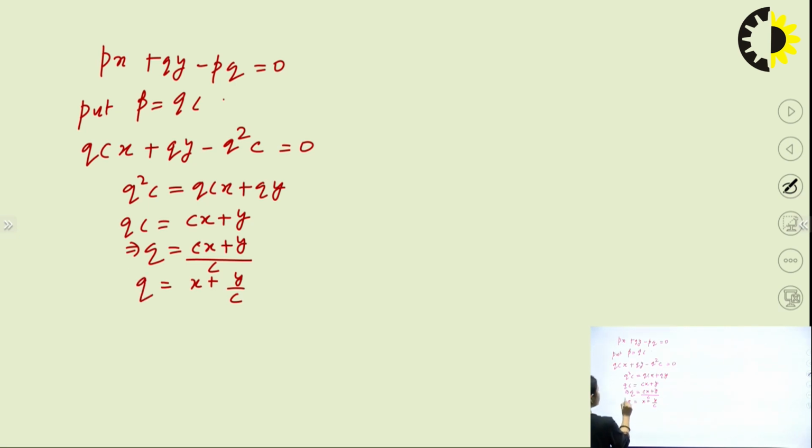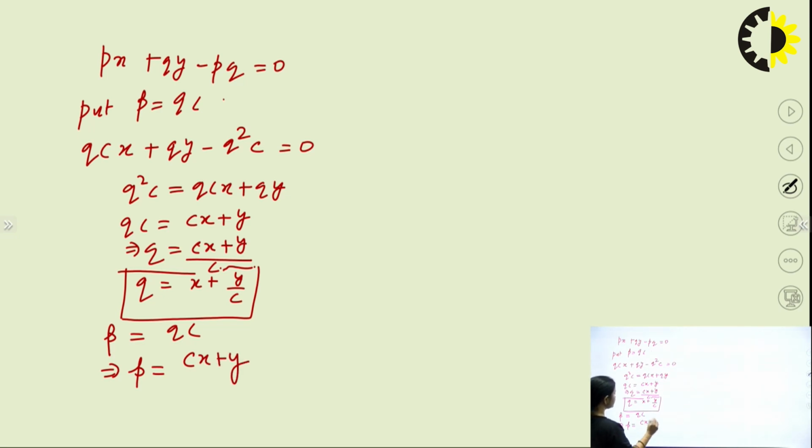So here we have obtained value of q in terms of x and y. q is equal to x plus y upon c. Next, since we have q is equal to x plus y upon c, therefore we can easily obtain the value of p, because p is equal to qc. This implies p is equal to, just put the value of q, and it will be cx plus y. So now we have value of p and q in terms of x and y.